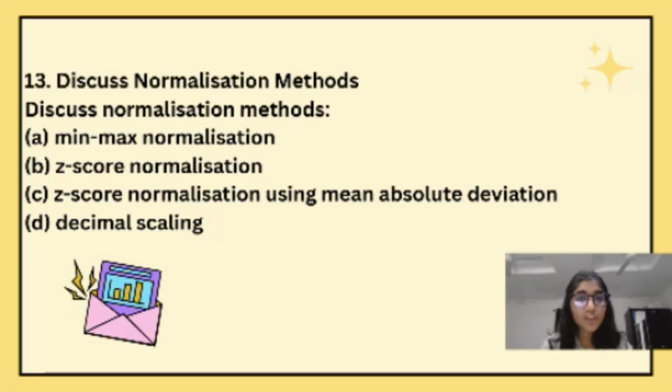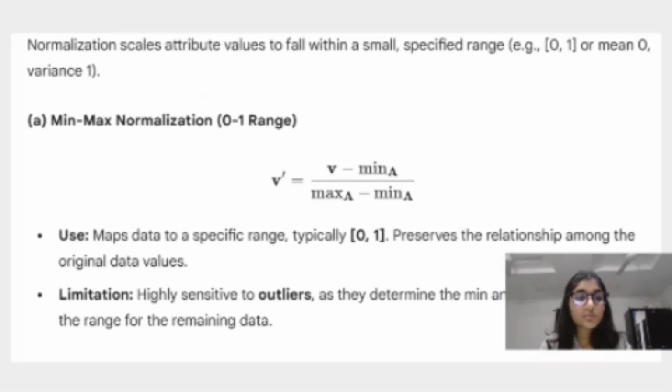Then the 13th question is to discuss normalization methods: first A, min max normalization, B, z-score normalization, C, z-score normalization using MAD, that is mean absolute deviation, and D, decimal scaling. Normalization scales attribute values to fall within a small specified range. First is min max normalization, 0 to 1 range. That is V dash equals V minus min of A upon max of A minus min of A.